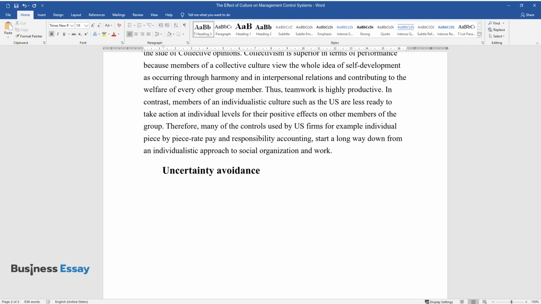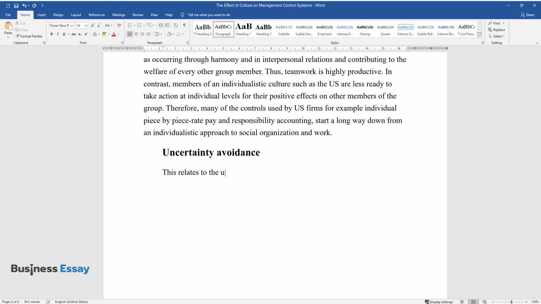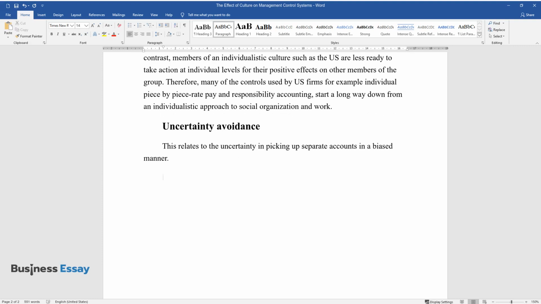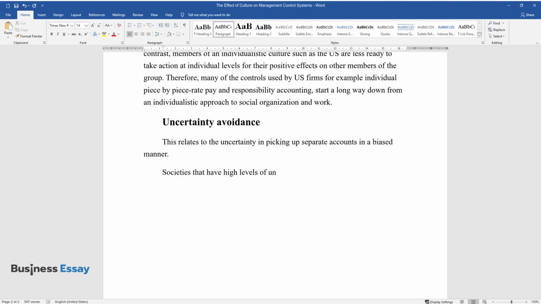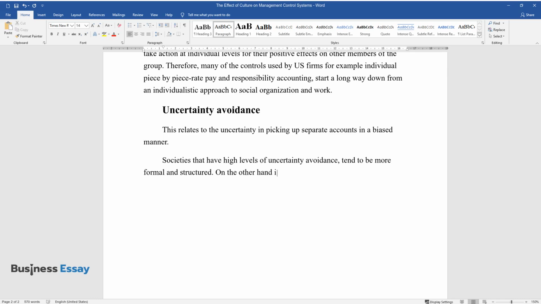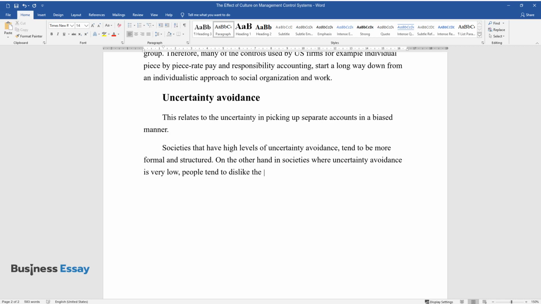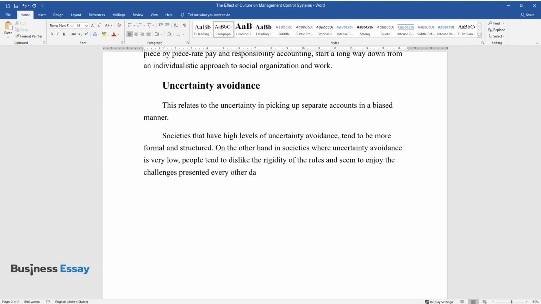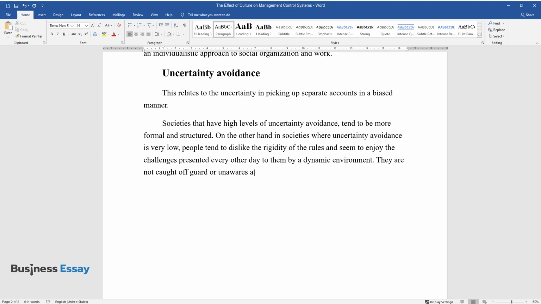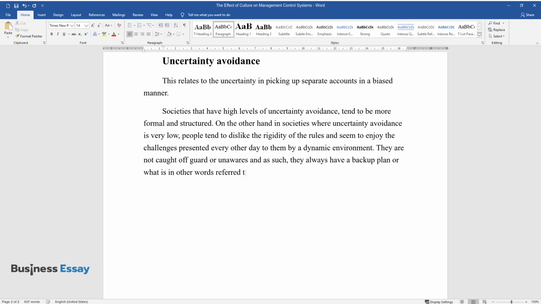Uncertainty avoidance. This relates to the uncertainty in picking up separate accounts in a biased manner. Societies that have high levels of uncertainty avoidance tend to be more formal and structured. On the other hand, in societies where uncertainty avoidance is very low, people tend to dislike the rigidity of the rules and seem to enjoy the challenges presented every other day to them by a dynamic environment. They are not caught off guard or unawares, and as such, they always have a backup plan, or what is in other words referred to as Plan B.